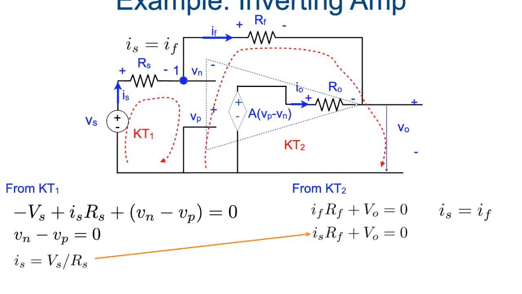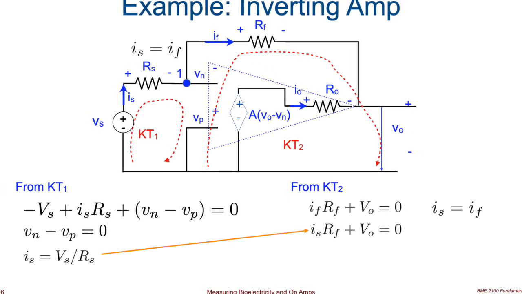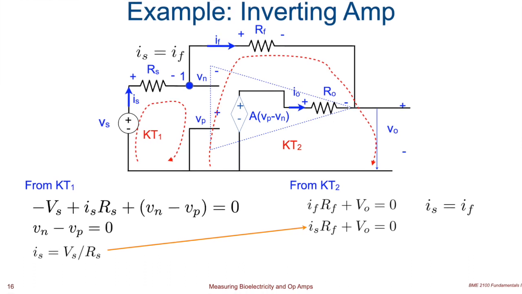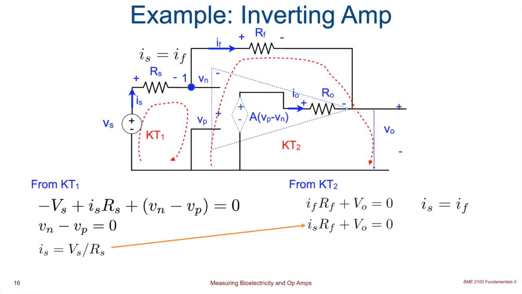I like to do it this way. I like to set these up with one Kirchhoff's torr and then the other Kirchhoff's torr next to it. It allows me to see where I'm going and how to simplify. So I substitute the Is in there and rewrite the equation to look like this.